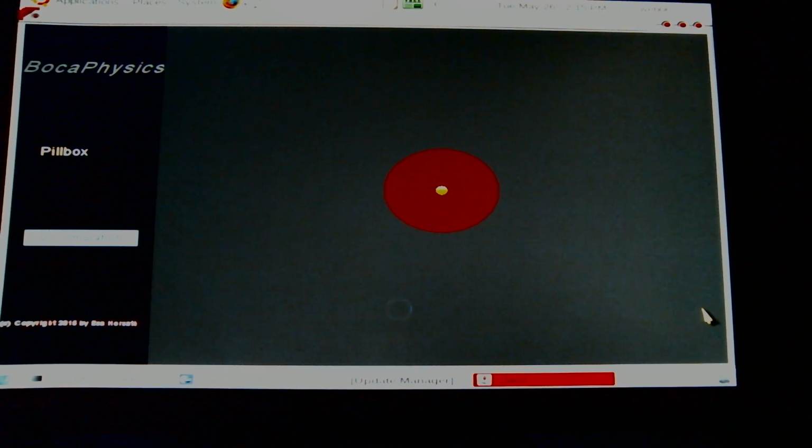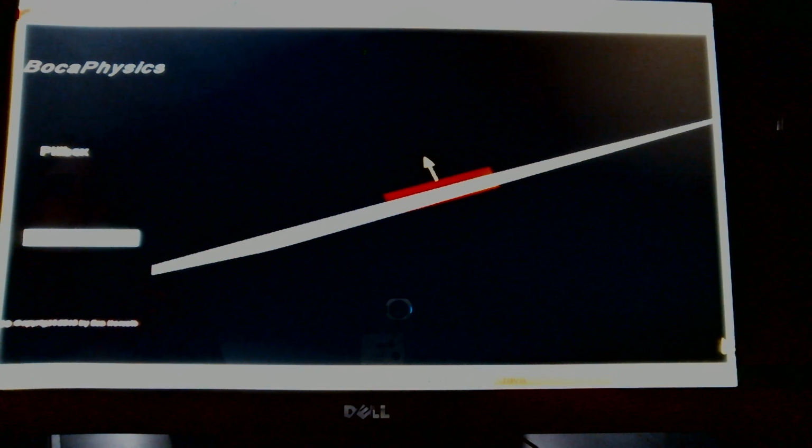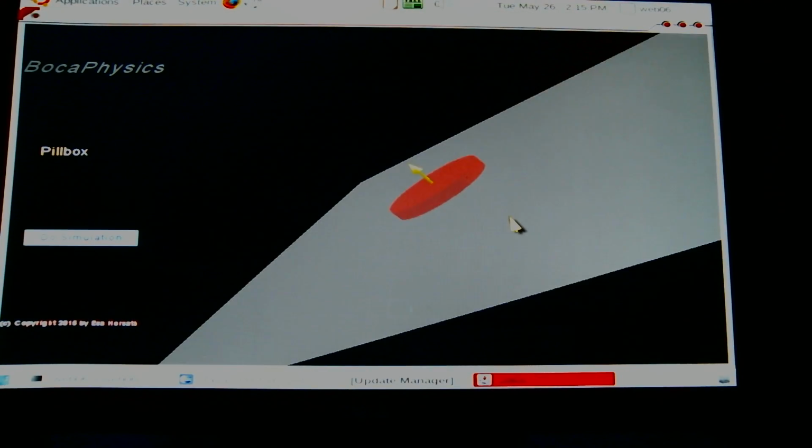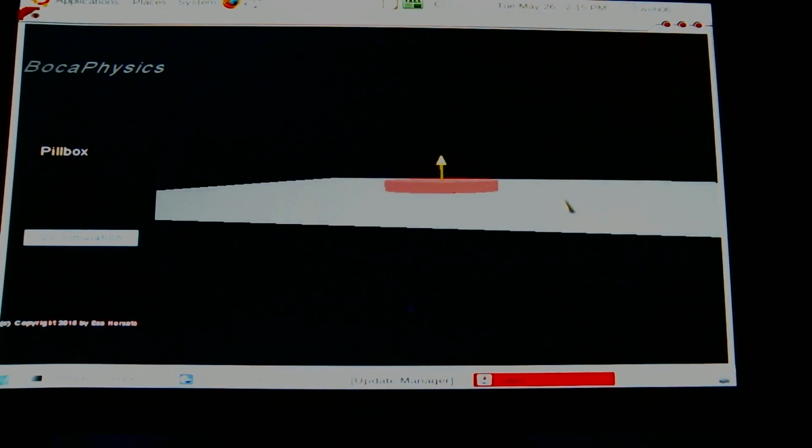The final simulation is that of a charged sheet. The Gaussian surface you choose here is the pillbox. This pillbox extends a little above and a little below. If we had a charged sheet of positive charge, the electric field would be pointing away from it. So it would be pointing up above the pillbox, and it would be pointing downwards below it.